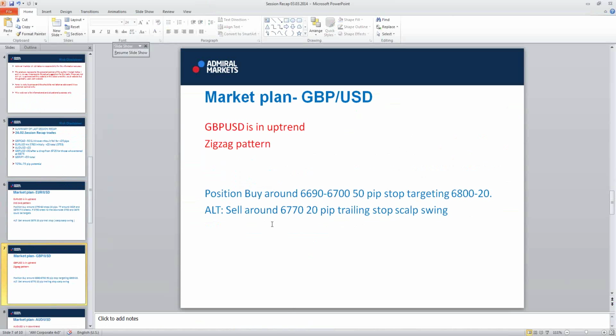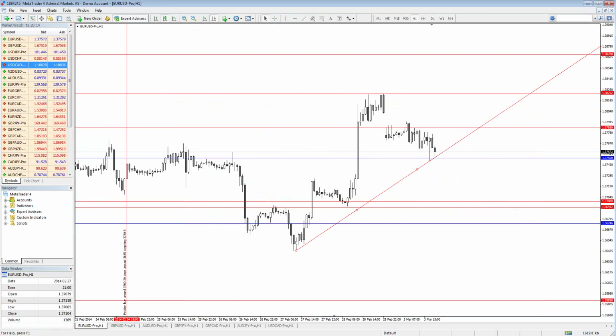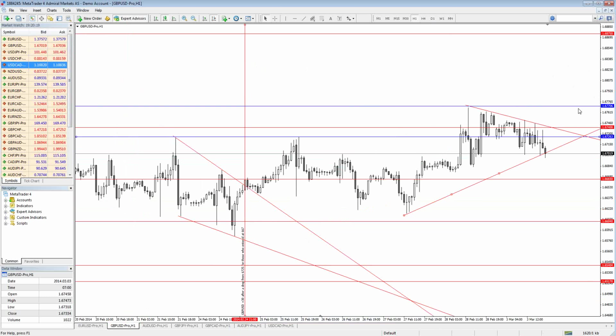Also uptrend. Now, from my perspective, I can see a buy position around 66.90, 67, 50 pips stop targeting 68 to 68.20. Also sell around 67.70 if the price gets there first with 20 pip trailing stop. So it depends which level will be hit first. But so far, for me, this is a buy setup on cable.